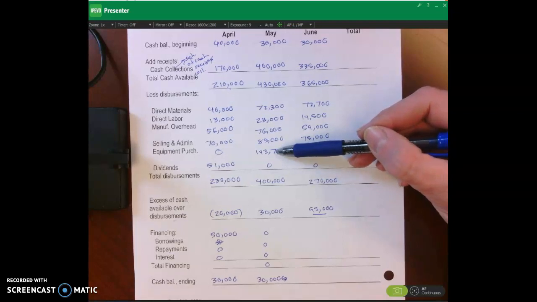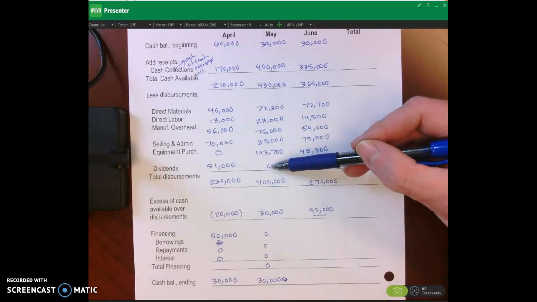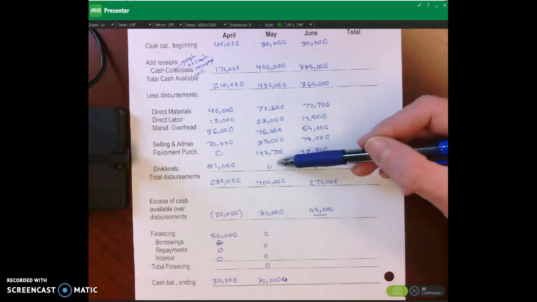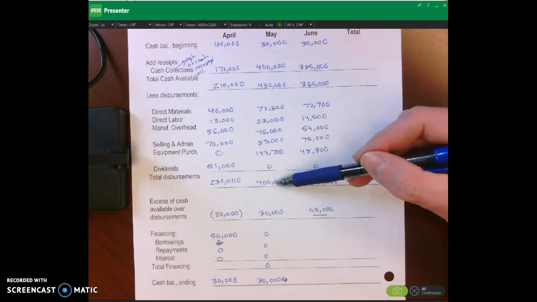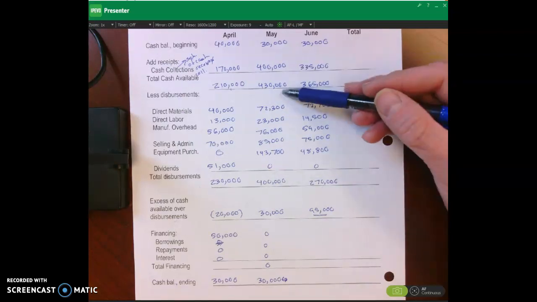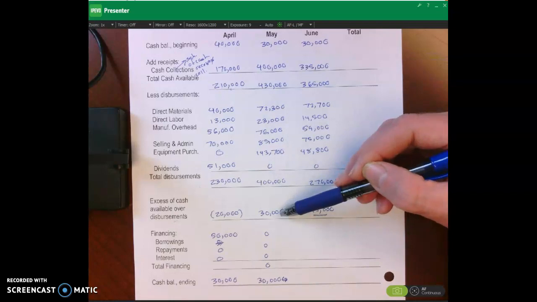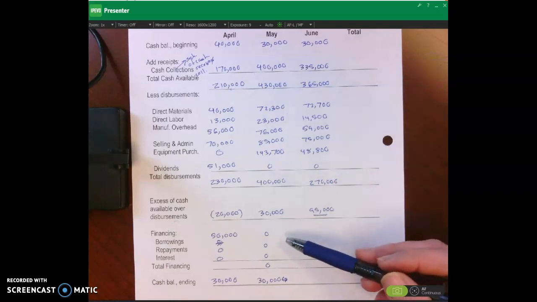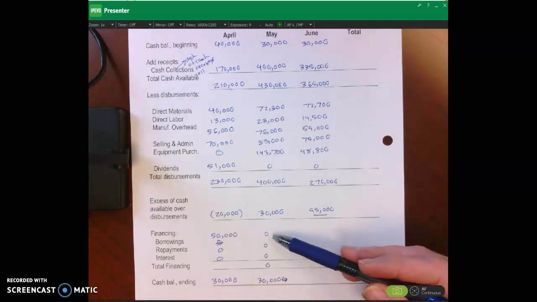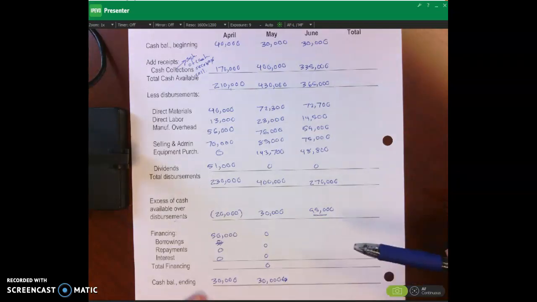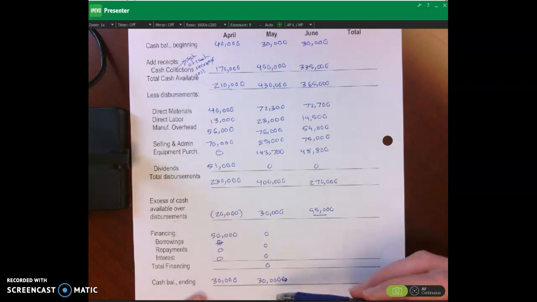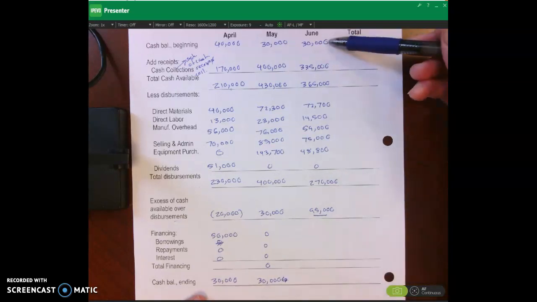$143,700 equipment purchase, which we saw given on the prior page. There are no dividends. We only pay dividends in April, none for May. Add up all these, total cash disbursements of $400,000. The $430 minus the $400 gives us the $30. We want to have a balance of $30,000 at least, so we don't have to borrow anymore, and all repayments occur at the end of June per the assumptions of the problem. This $30,000 ending for May becomes beginning for June.